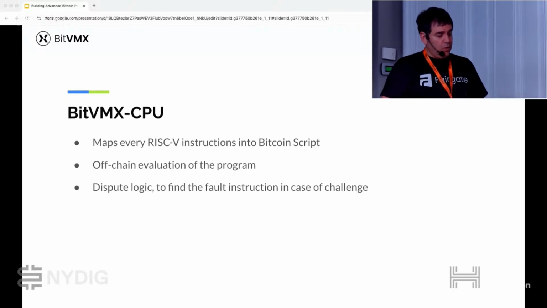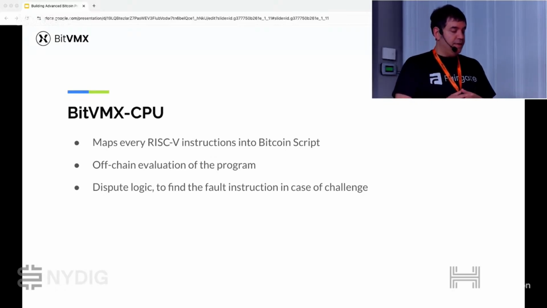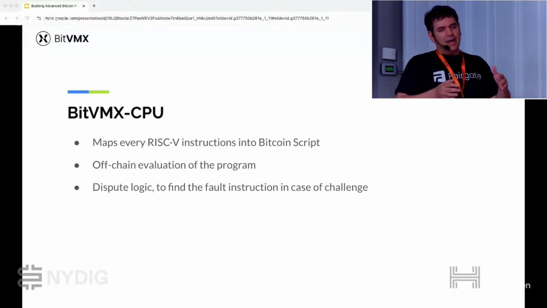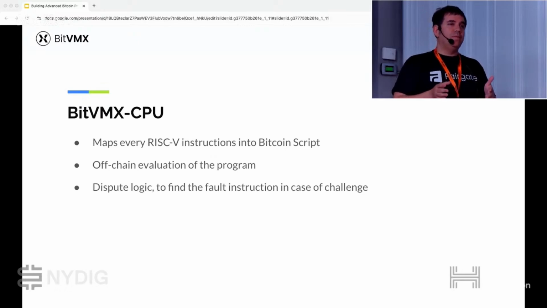So one of the main components is the BitVMX CPU. Basically, this component serves three main purposes. Maybe the first is the off-chain execution of the input provided by the prover. Then, as BitVMX works, in case of a challenge we need to find one step where both parties agree and one step where there is a disagreement.